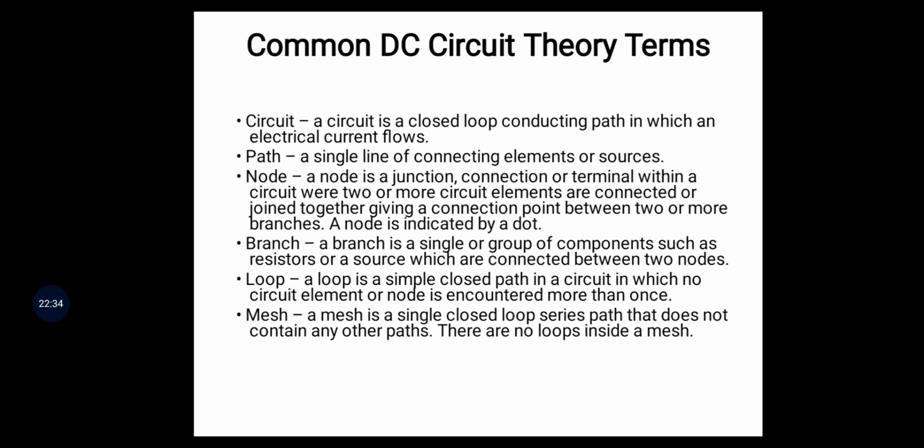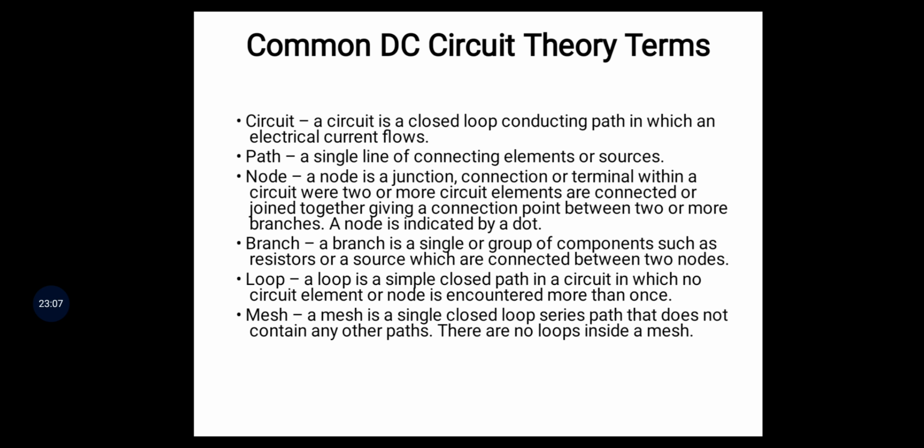Next, path. What is meant by path? A single line of connecting elements or sources. Here, a circuit is a closed loop or closed path, but path means a single line connecting elements or sources. If you take any two resistors, two inductors or two capacitors and connect them, that is called a path. In a circuit there are many paths.